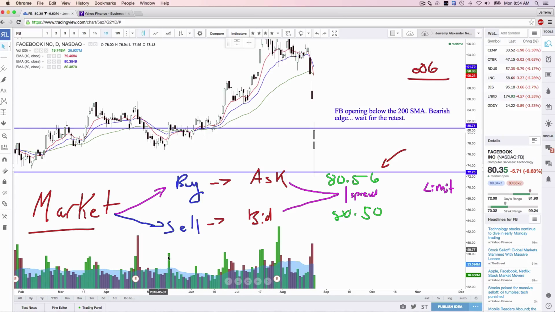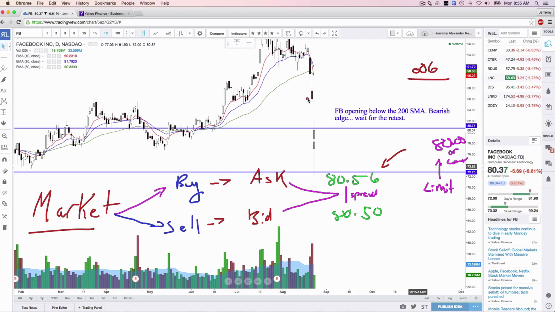So if you want to buy Facebook at, let's just say, $80, and that's the price that you want to pay for it, you would do an $80 limit. So you have market and you have limit. The limit at $80 allows you to buy at $80. So if Facebook ever gets to $80 or lower, then you can buy those shares at $80 or lower.